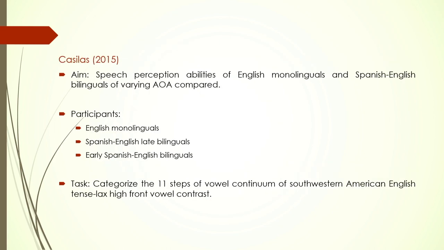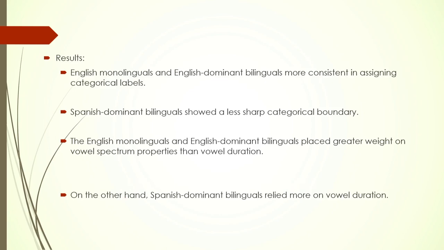Similarly, another study looked at the speech perception abilities of English monolinguals and Spanish-English bilinguals varying in age of acquisition. Participants were monolinguals, Spanish-English late bilinguals and early Spanish-English bilinguals. So, there are three categories here, with early versus late within the bilinguals. The task was to categorize the 11 steps of a vowel continuum in Southwestern American English, the tense-lax high front vowel contrast. The results were that English monolinguals and English dominant bilinguals were more consistent in assigning the categorical labels, meaning they did much better compared to the Spanish dominant bilinguals who had a less sharp categorical boundary. Right? The tense and lax contrasts, the Spanish dominant bilinguals could not perceive as clearly as the English dominant bilinguals. English monolinguals and English dominant bilinguals placed greater weight on vowel spectrum properties than vowel duration.